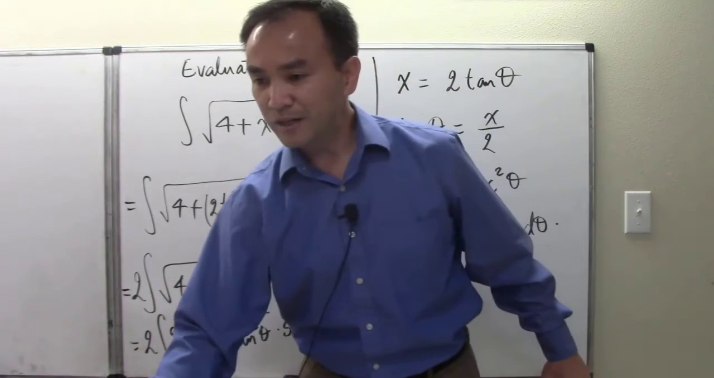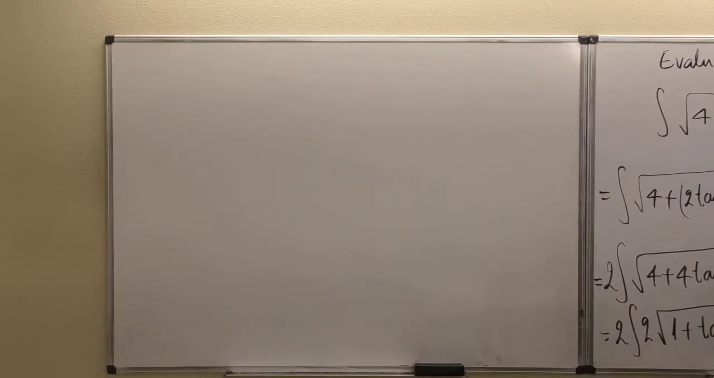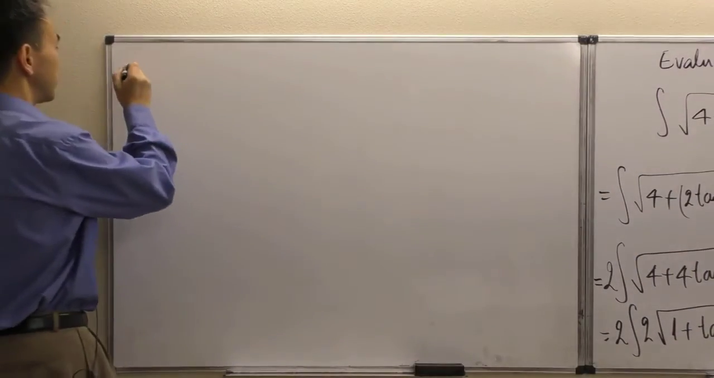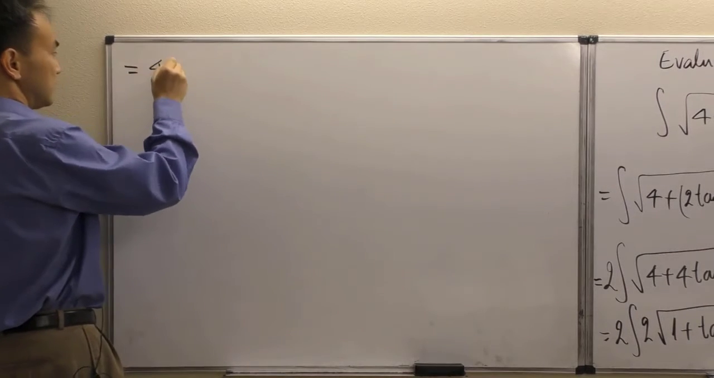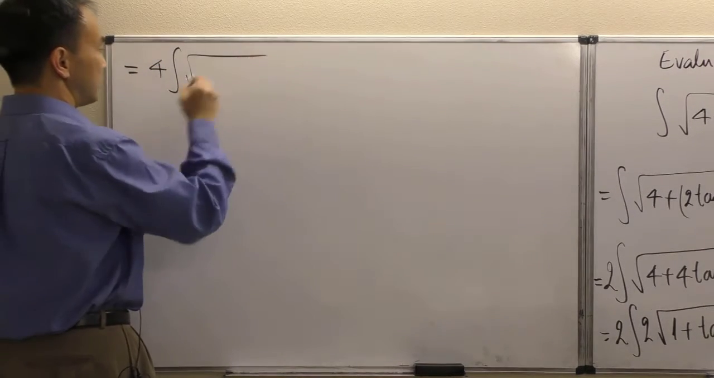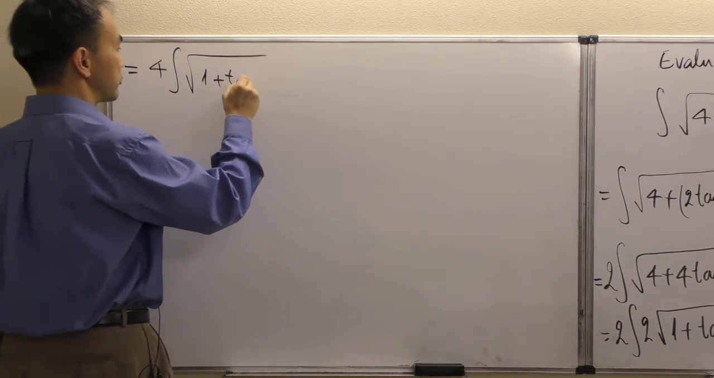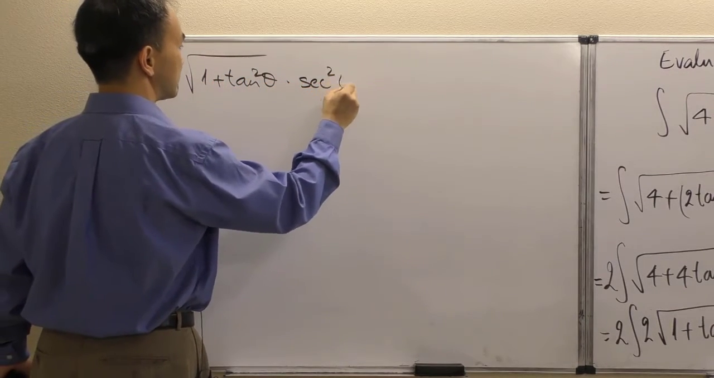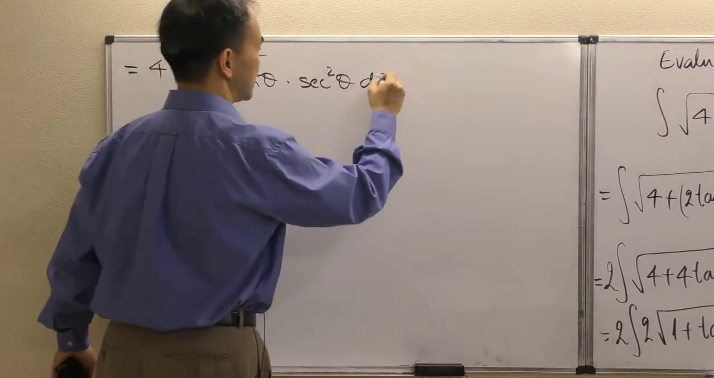And so now on my other board. All right, so here's what I see for the next step. It should be 4 times the integral, and now I'm looking at 1 plus tangent square theta times, now this secant square theta is outside of the root, and then the d theta.